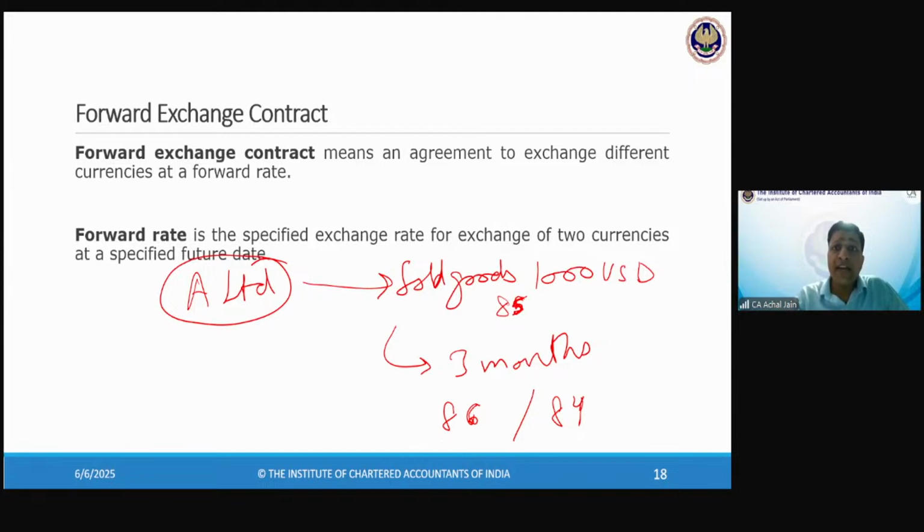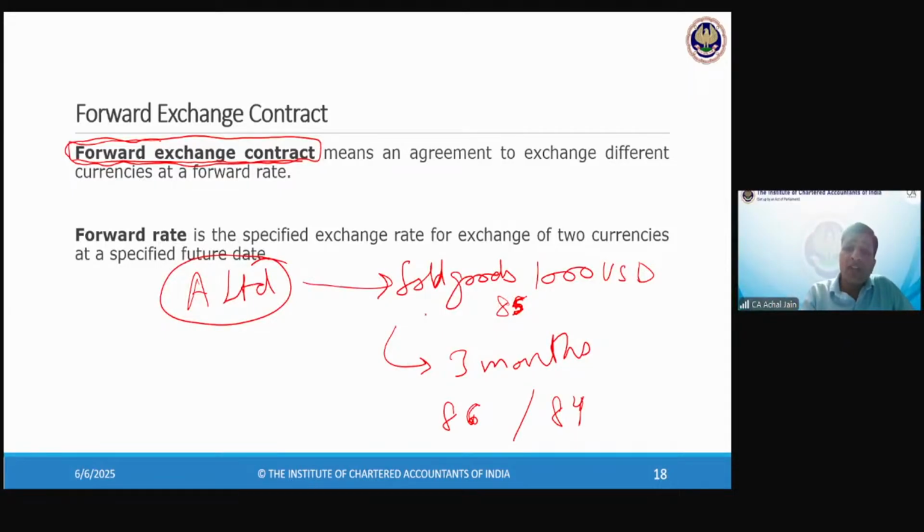So how do you cover that? Through a contract. Okay, so today what A Limited can do is A Limited can enter into a forward exchange contract with a bank. Now as per this contract, what will happen? A Limited will pay some charges to the bank for entering into this contract.